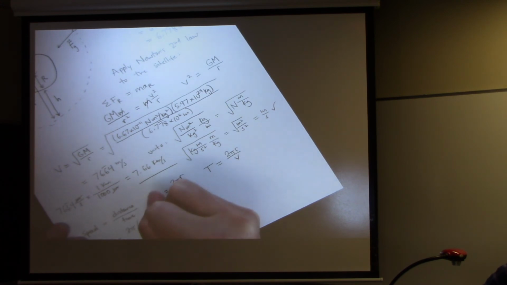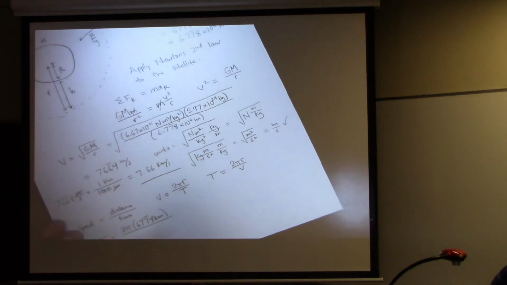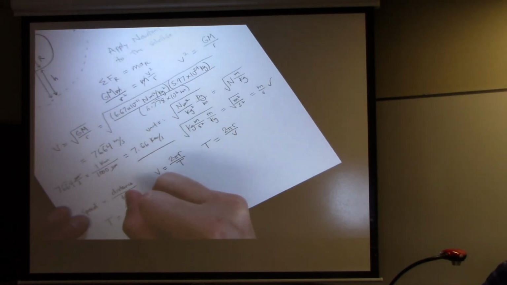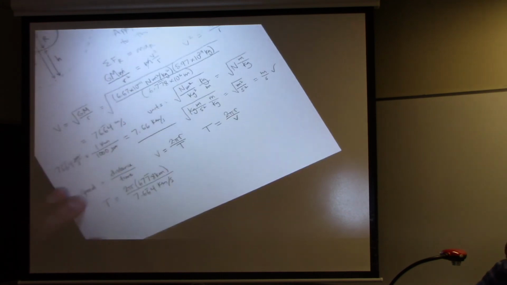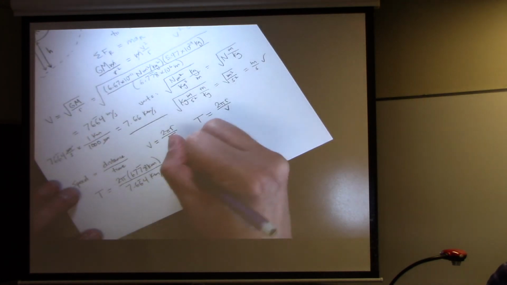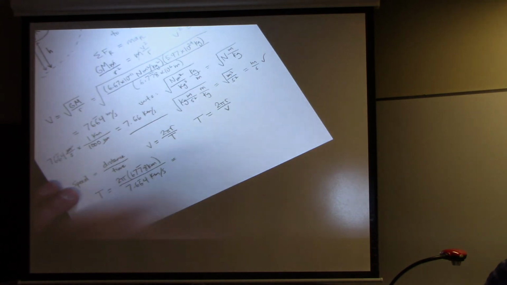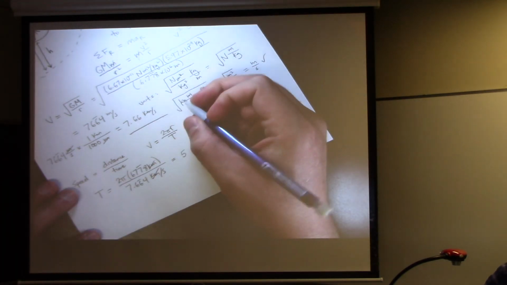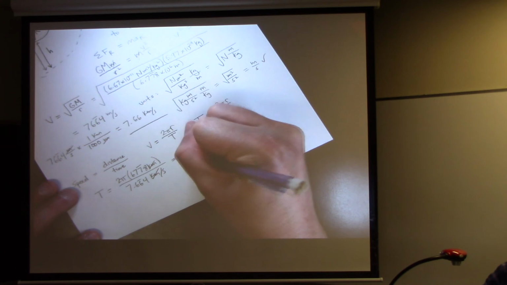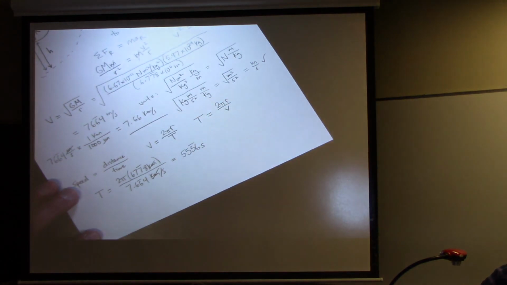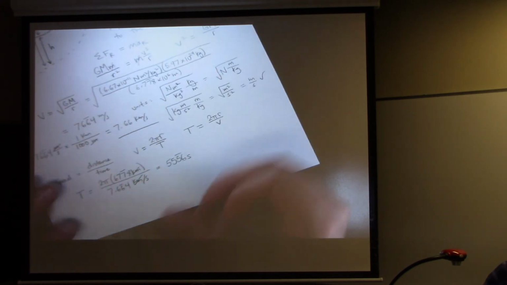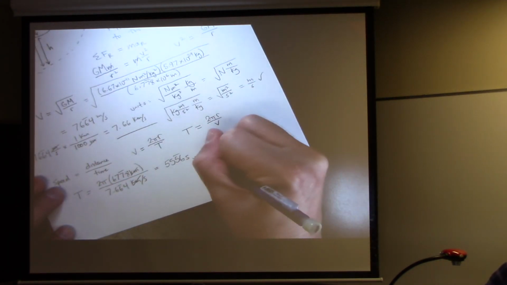6,778 kilometers. We need to divide that by the speed, and what we got was 7.664 kilometers per second. So units of kilometers cancel out, seconds goes to the top, and what we're left with is a time measured in seconds. So if you do the calculation, you should get 5,556 seconds. So again, that's not super useful because it's not really how we count time.